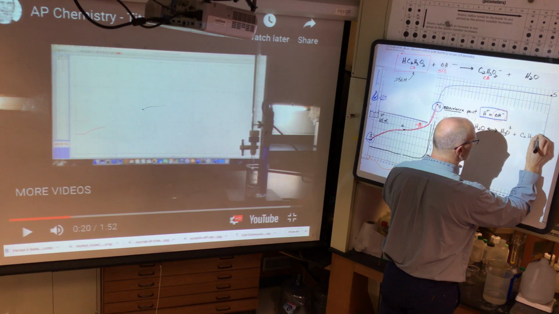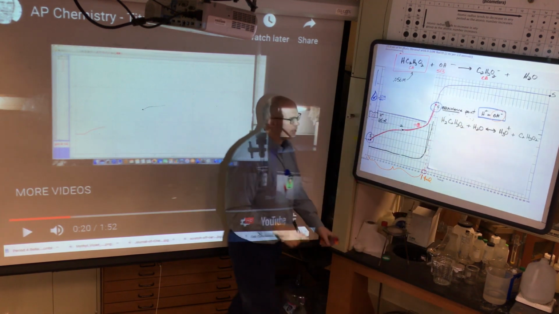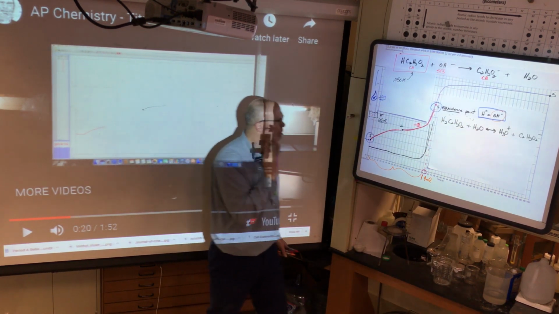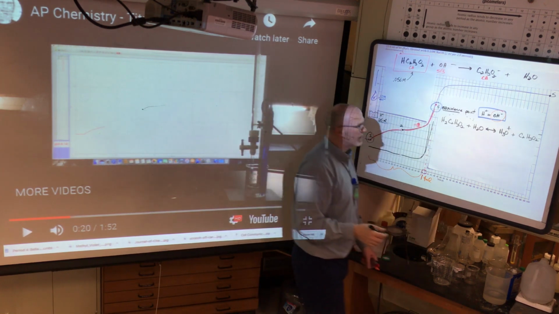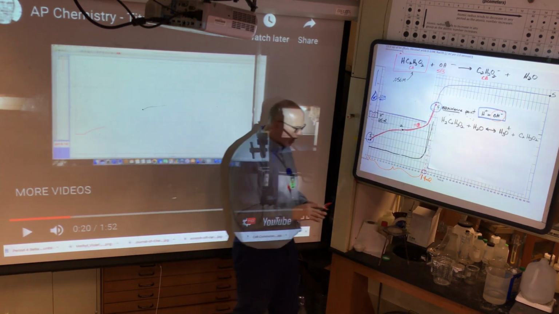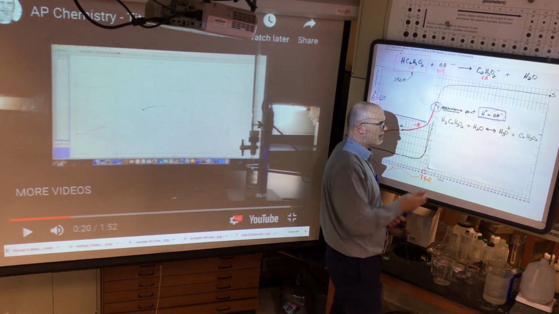C2H3O2, and now that's negative. Notice the charge on one side equals the charge on the other. And this will go in equilibrium. This would represent a Ka. Now here's our problem. I want this concentration.